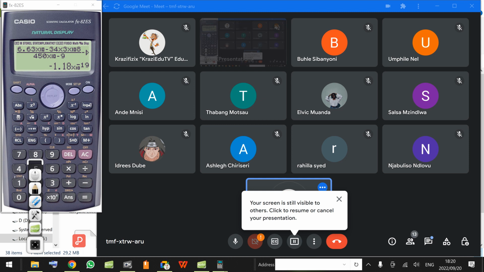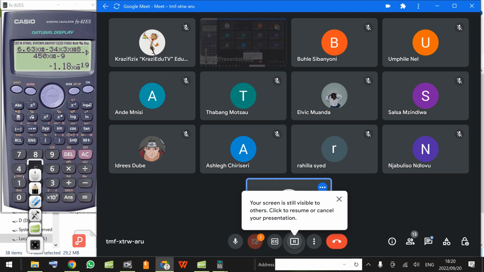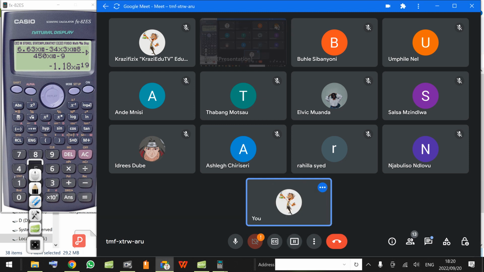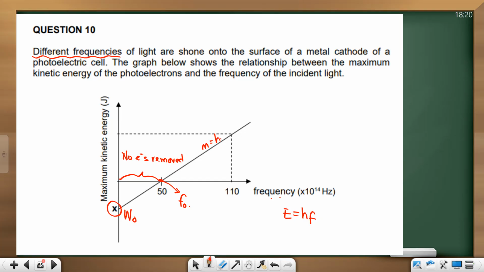Somebody's changing my screen there. Please. Don't change any settings. Just enjoy the class.